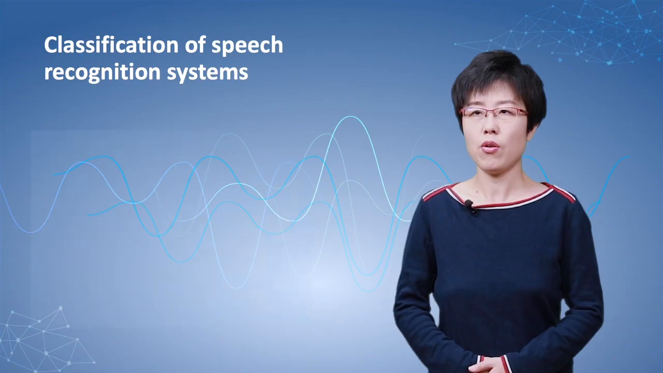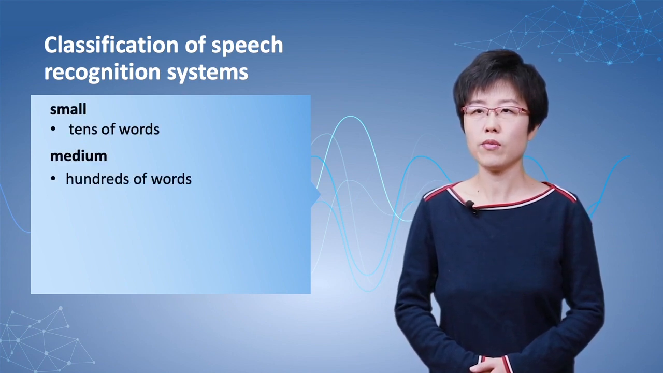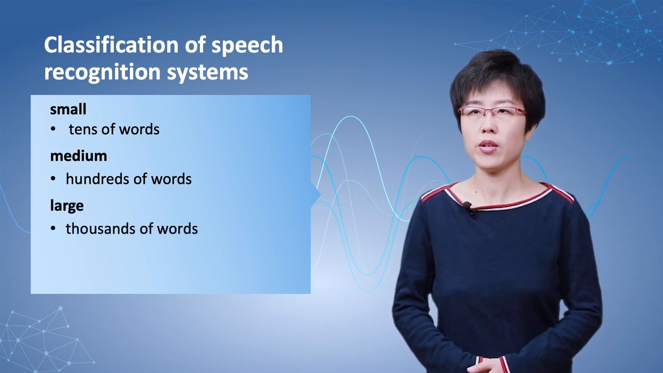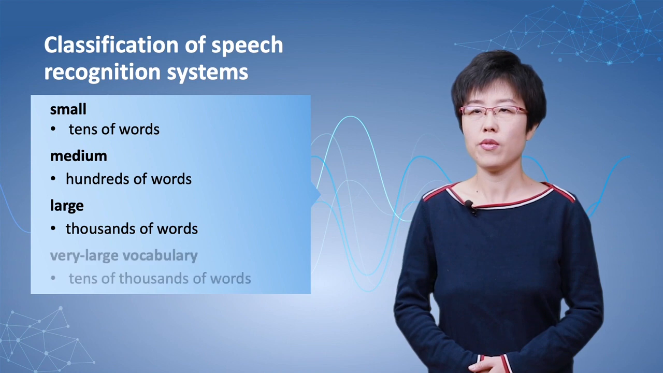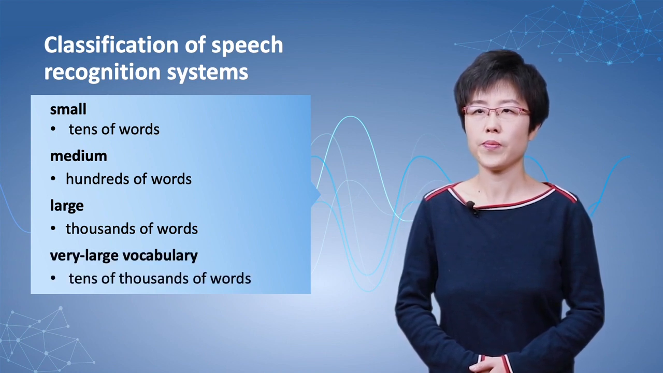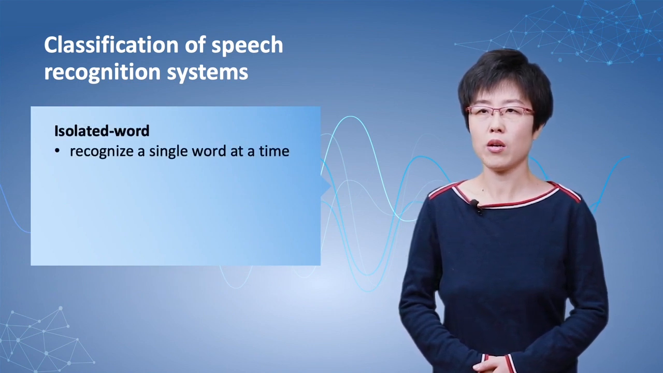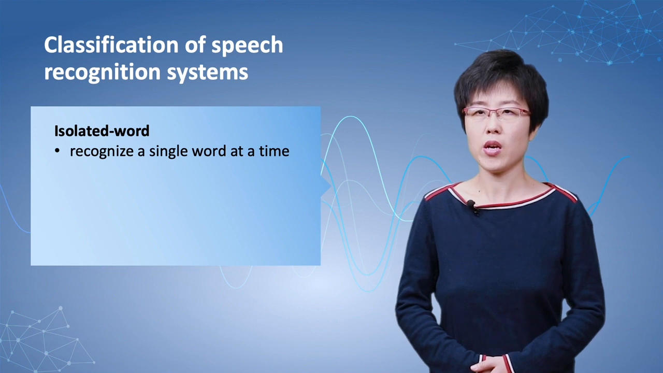There are no established definitions. However, we could say small vocabulary with tens of words, medium vocabulary hundreds of words, large vocabulary thousands of words, very large vocabulary tens of thousands of words. An isolated word system operates on single word at a time, requiring a pause between saying each word.